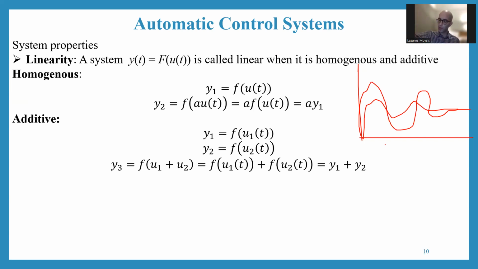The second property of the system is that it should be additive. The additive property means this. I have an input, I provide it to the system, I obtain an output, right? Okay. Now, I have a secondary input, I provide it to the system, and I get another output. So what will happen if I provide to the system the addition of these two inputs? If the system is additive, the output in this case is going to be the addition of the two previous outputs.